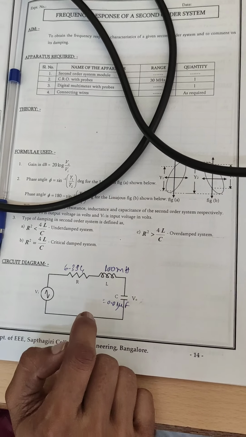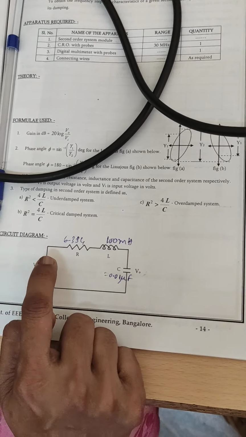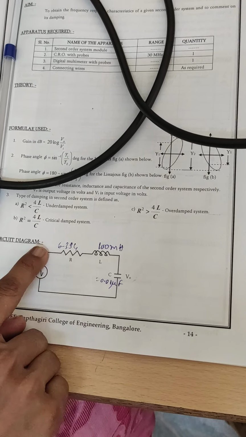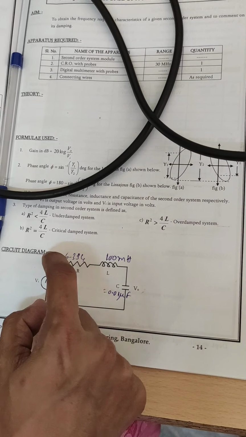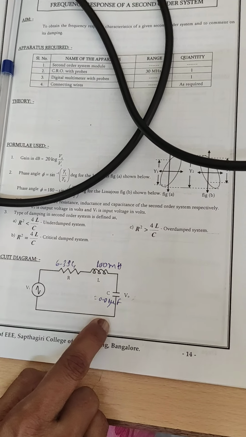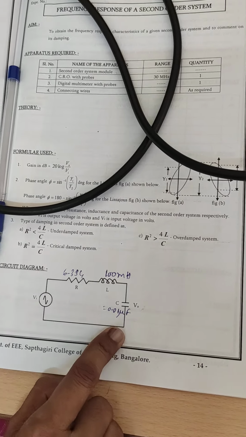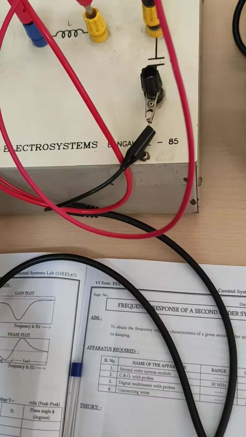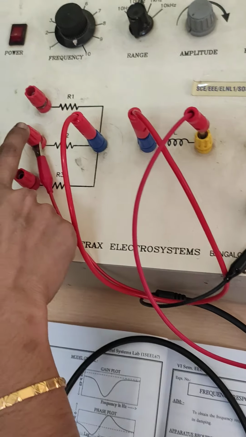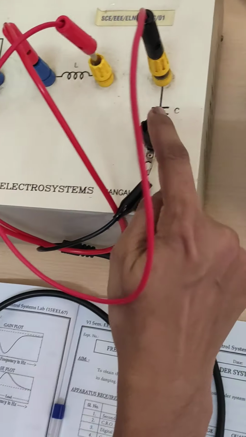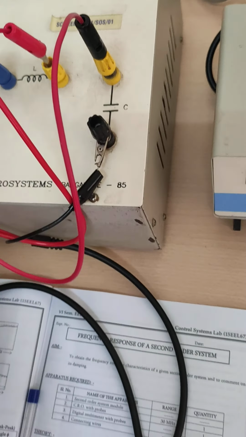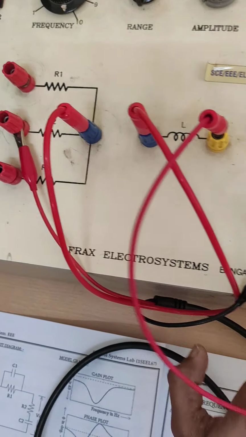From the circuit, this is the input point, that is VI. The input is across the resistance and the common terminal, that is the common point of C. So from here I have connected it as R2, that is red, and black is across C. The input is across R2 and C.